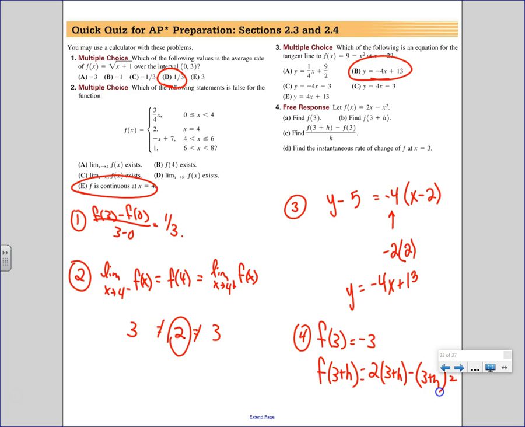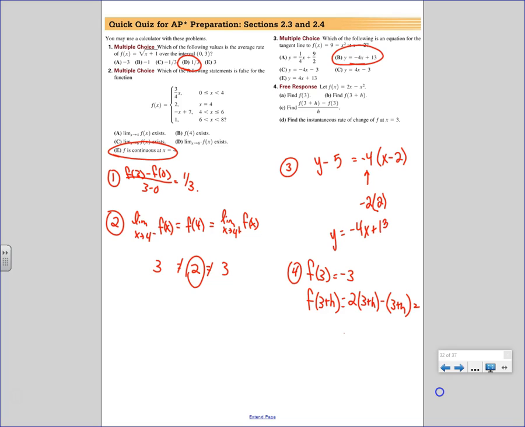But if you did simplify, let's reward those people that went above and beyond. 4h minus h squared. Okay, nice. Caroline, what'd you get? Negative h squared minus 4h minus 3. Yes, nicely done.